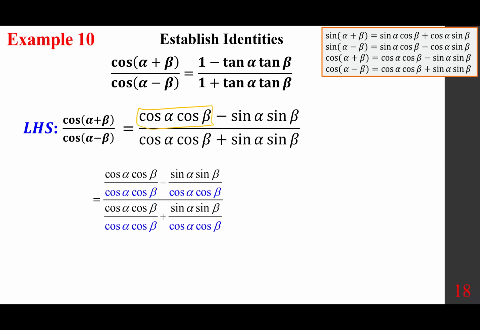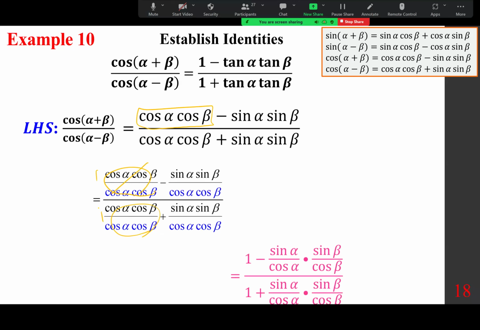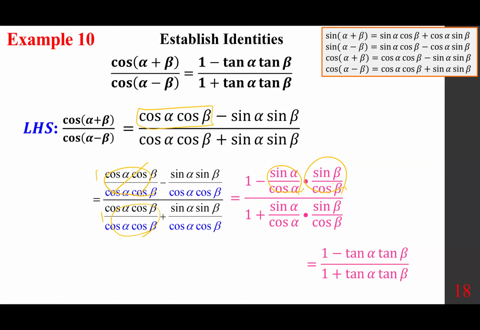And obviously, this is 1, this is 1. So that's not a problem. The other ones, just separate them so you can see what's going on. So those are 1. Sine over cosine, tan of alpha. Sine over cosine, tan of beta. Same thing for the bottom. So we get 1 minus tan alpha tan beta over 1 plus tan alpha tan beta, the right-hand side. Very straightforward, everybody.